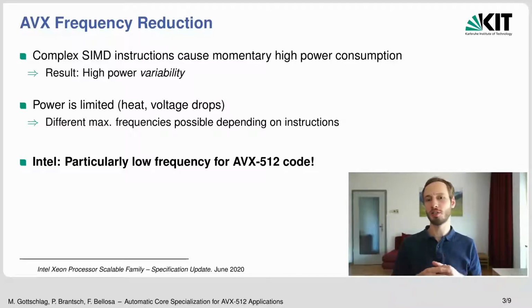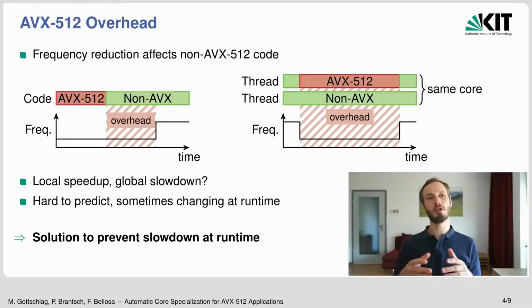Now, this shows in recent Intel CPUs, as those CPUs have to slow down AVX 512 code quite a bit in order not to violate any power limits. Now, such slowdown would not be particularly problematic if only the AVX 512 code was affected. However, there are two scenarios in which other, potentially completely unrelated non-AVX 512 code is affected.